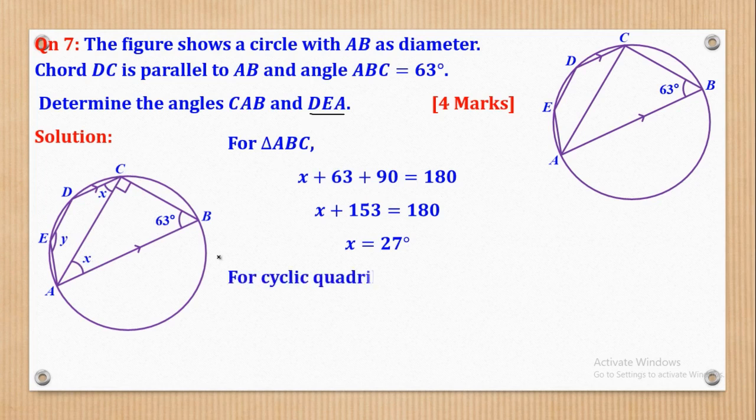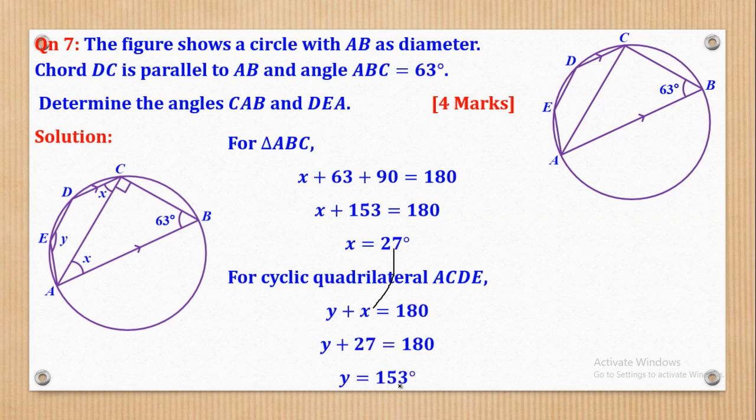Now for a cyclic quadrilateral, see this is a cyclic quadrilateral. A quadrilateral means a four-sided figure. So ACDE is a cyclic quadrilateral. What does that mean? It means that opposite angles add up to 180. So this angle and this angle must add up to 180. So you shall come here and say that X plus Y is equal to 180, but the good thing is we know X, so you shall substitute for X and make Y the subject, and Y will be 153 degrees. So basically that's what they wanted, and now let's see how marks can be awarded.